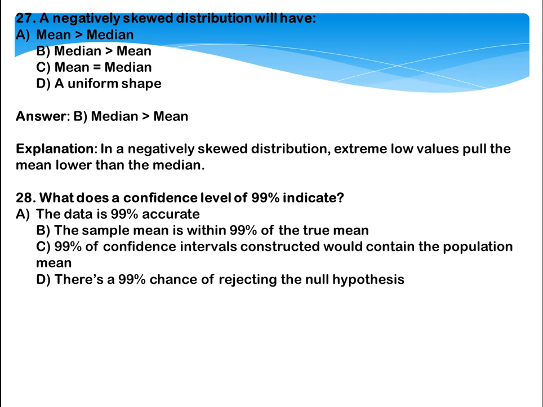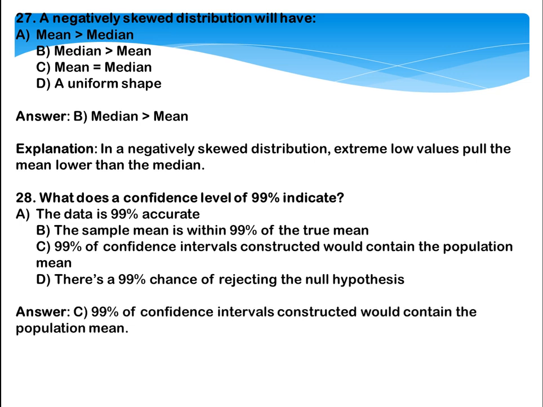28. What does a confidence level of 99% indicate? A. The data is 99% accurate. B. The sample mean is within 99% of the true mean. C. 99% of confidence intervals constructed would contain the population mean. D. There's a 99% chance of rejecting the null hypothesis.